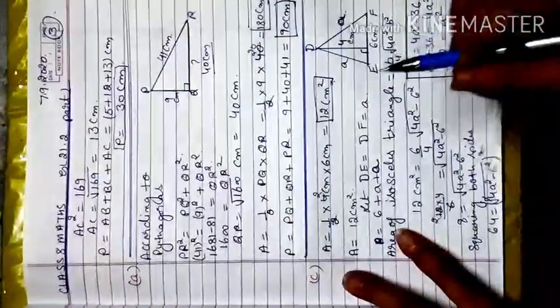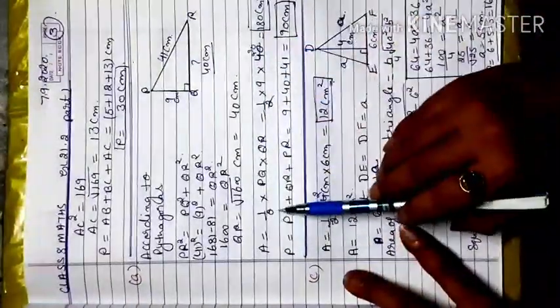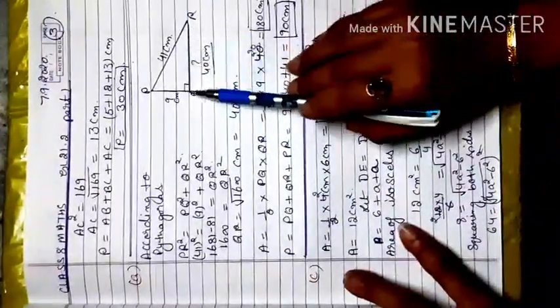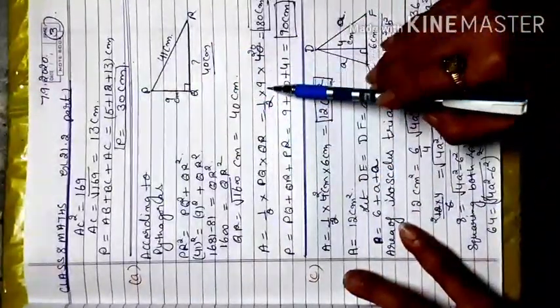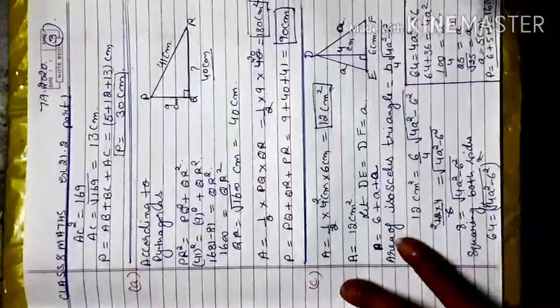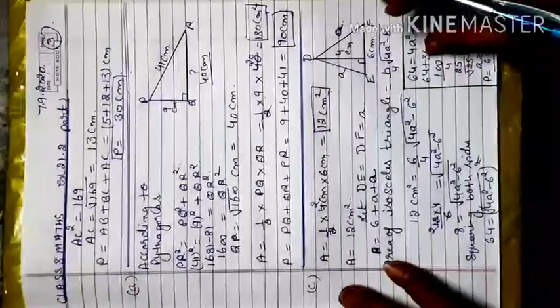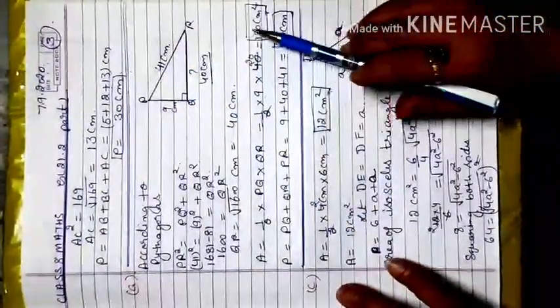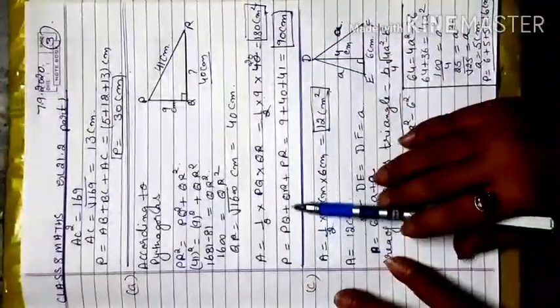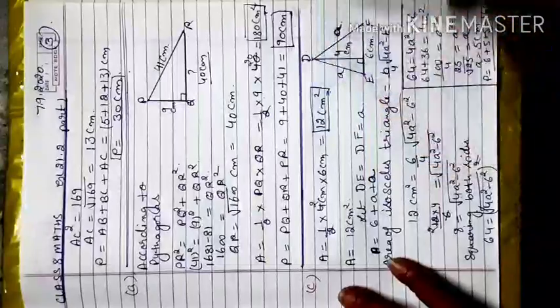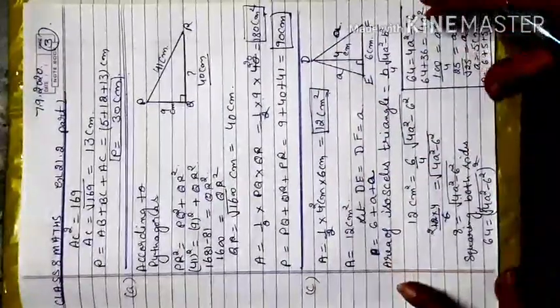Now I found the value of this side, that is 40 centimeter. After getting this value, first I have to find the area of the triangle. Half into base into perpendicular, 40 into 9, so that gives 180 centimeter square. Area is measured in square centimeter. Next is perimeter. Perimeter of a triangle is the sum of all three sides, PQ plus QR plus PR. 9 plus 40 plus 41 gives me 90 centimeter as my perimeter.